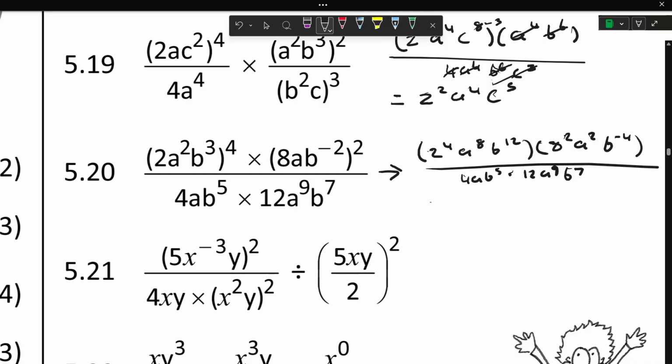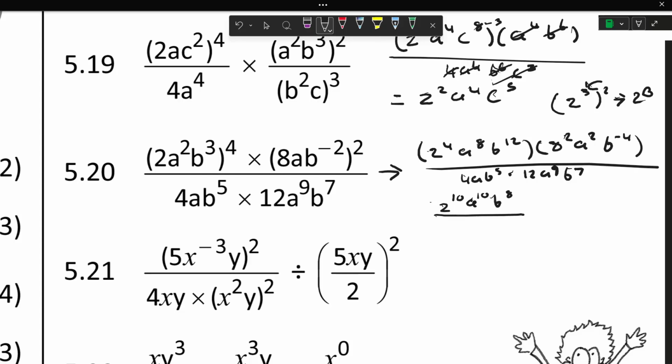Now, let's see what I can get rid of. Well, I know that 8 squared would be this, so we're going to have 2 to the 3 squared multiplies in. So 8 squared is 2 to the 6. So 2 to the 4 times 2 to the 6 is going to give us 2 to the 10 on top. And then we're going to have a to the 8 times a to the 2, so that's a to the 10. And then b to the 12 minus 4 is going to be b to the 8.